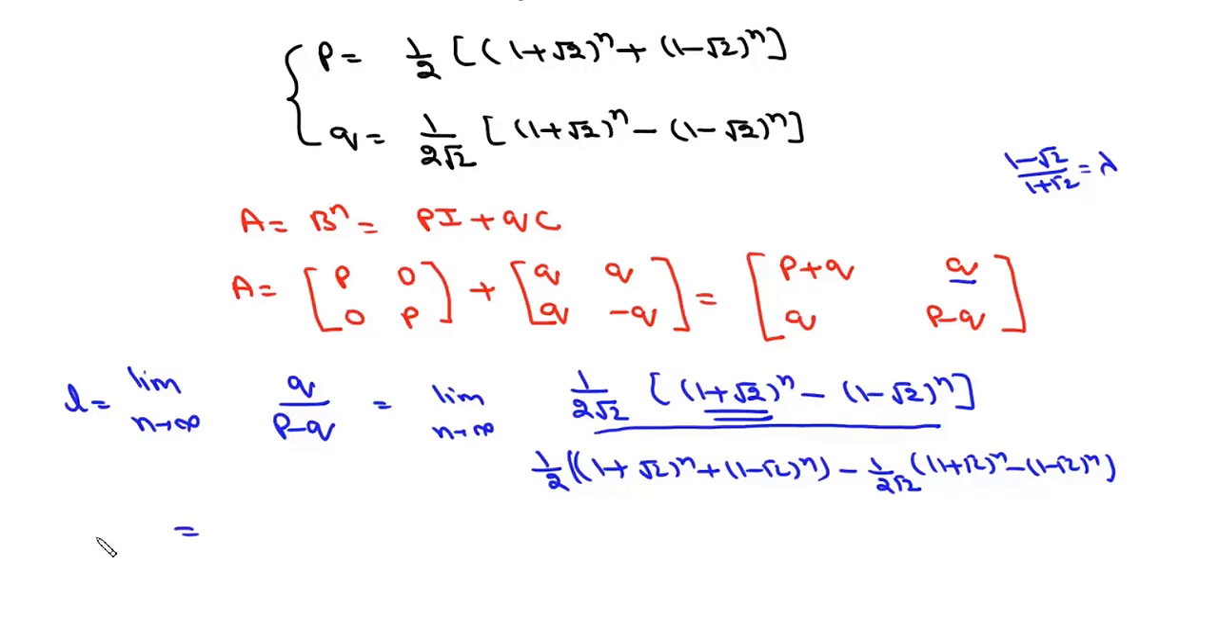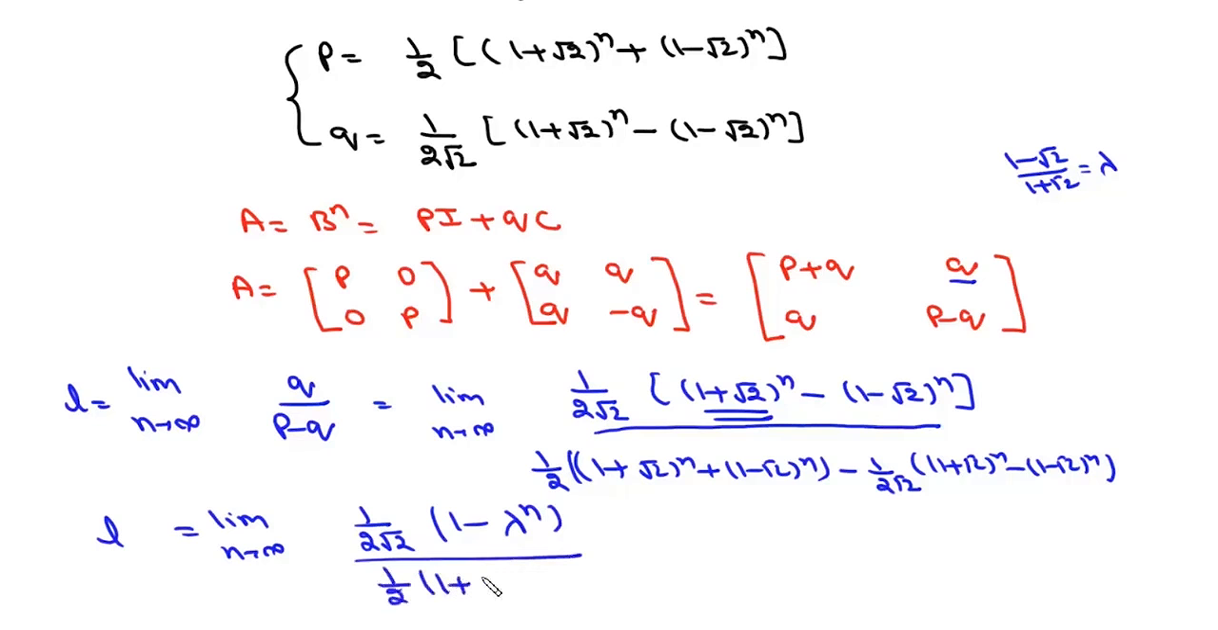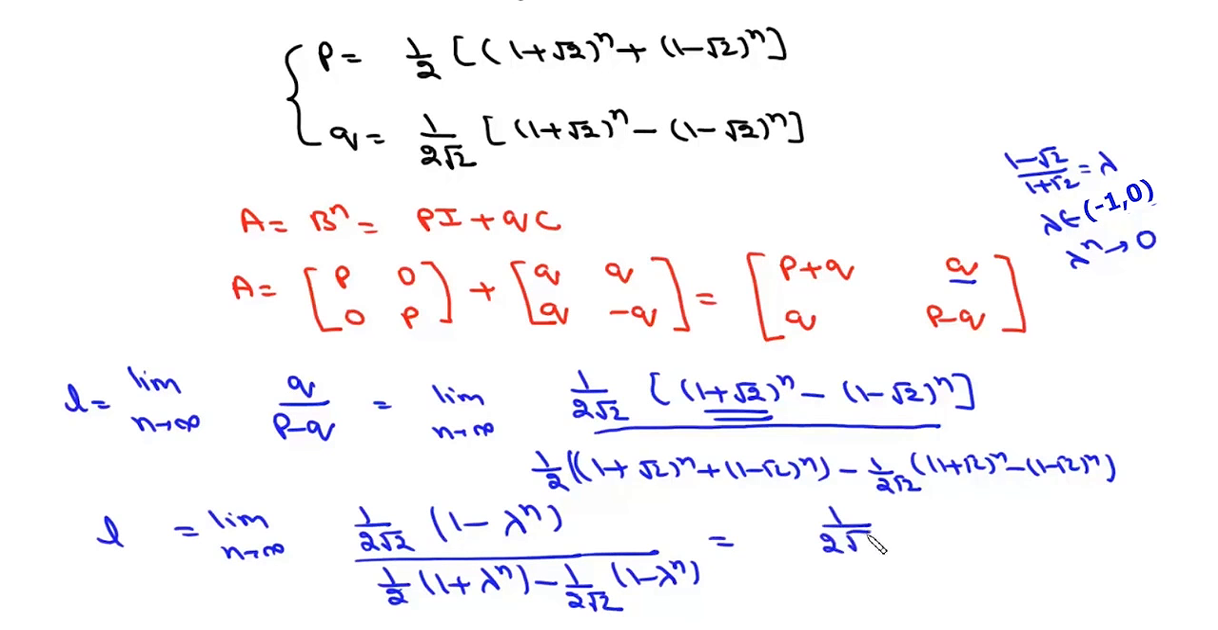So we can write this L as the limit n tends to infinity of 1 upon 2 root 2, 1 minus lambda to the power n, upon 1 by 2, 1 plus lambda to the power n, minus 1 upon 2 root 2, 1 minus lambda to the power n. Now this lambda lies between 0 and 1. So lambda to the power n, as n tends to infinity, will be simply 0. So the value of this limit will be 1 upon 2 root 2 upon 1 by 2 minus 1 upon 2 root 2, which is 1 upon root 2 minus 1. And if we rationalize, we can write this as root 2 plus 1. So the value of L is root 2 plus 1.